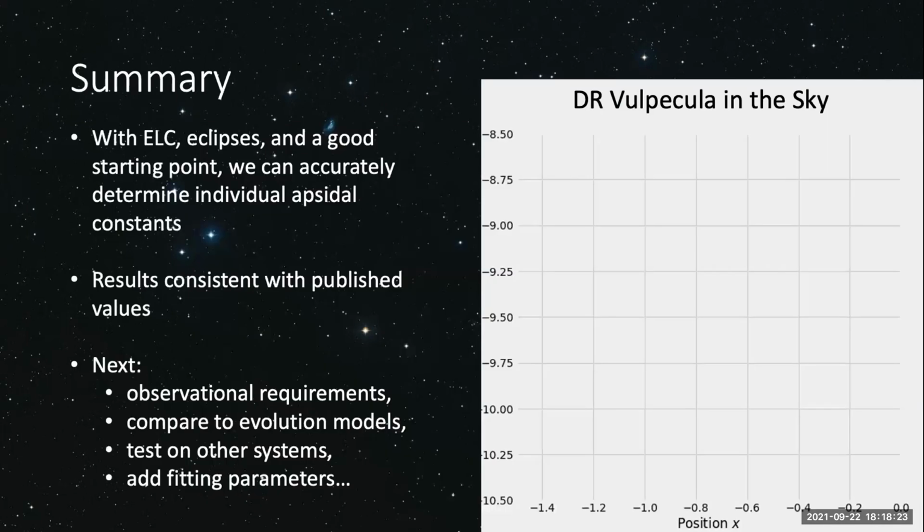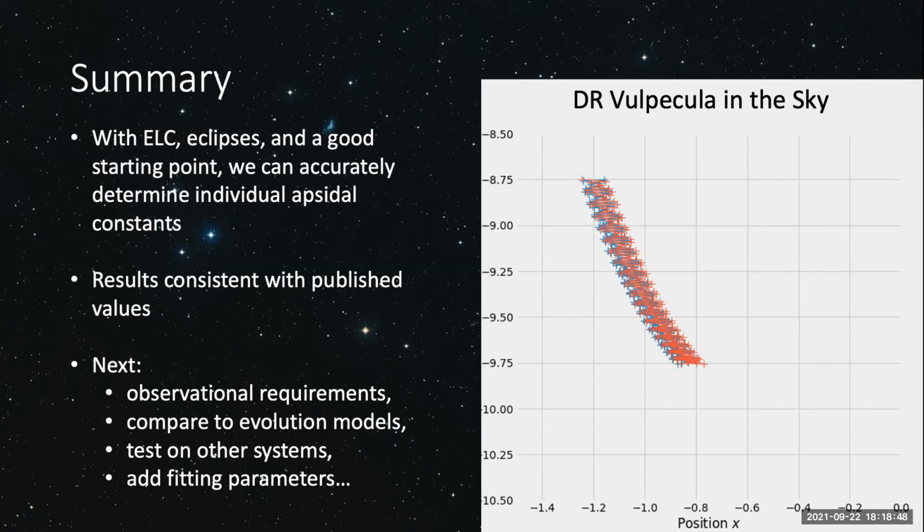All right, I'll wrap it up with a quick summary. So with the eclipsing light curve program, a set of eclipse times, and a good starting point, we can accurately determine these individual apsidal constants, which has never been done before. It's consistent with published values. The average of our constants is consistent with another independent method of computing the average, which is really great.